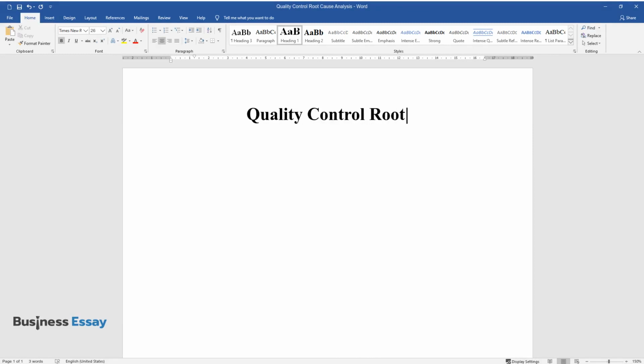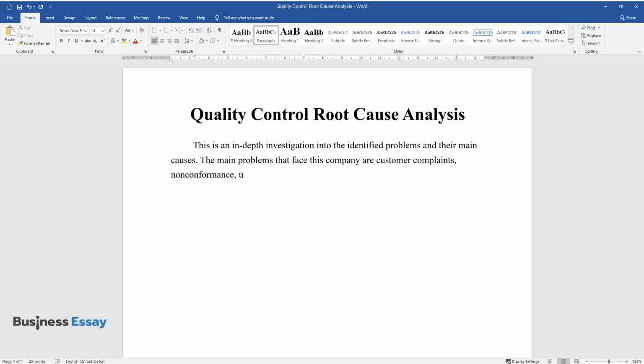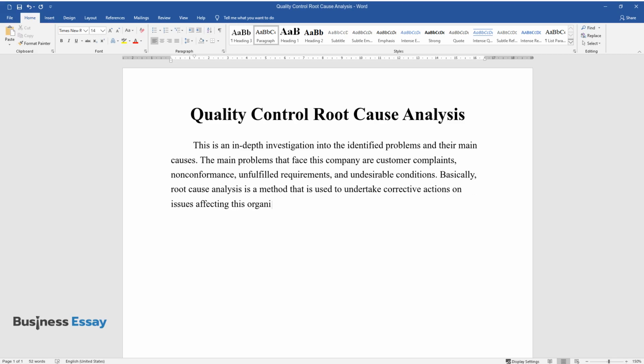Quality control root cause analysis. This is an in-depth investigation into the identified problems and their main causes. The main problems that face this company are customer complaints, nonconformance, unfulfilled requirements, and undesirable conditions. Basically, root cause analysis is a method that is used to undertake corrective actions on issues affecting this organization. Indeed, it is a component of the quality management system.